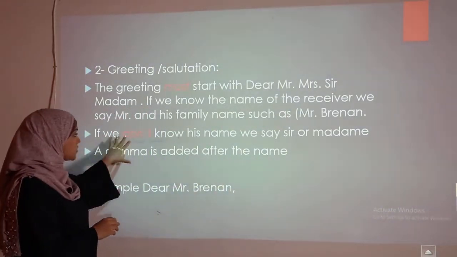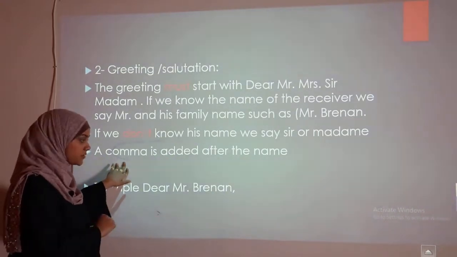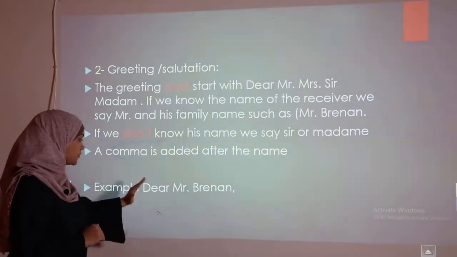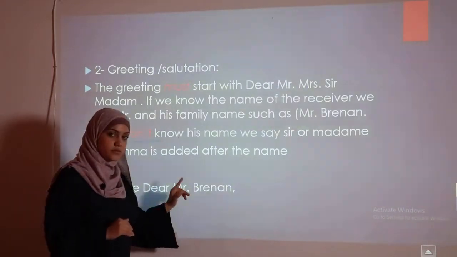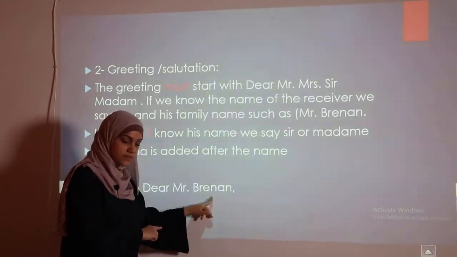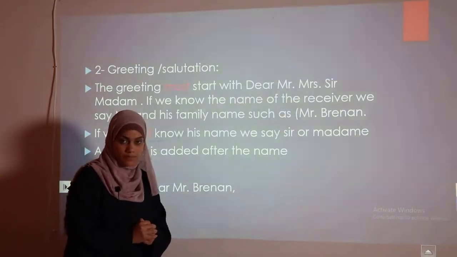So after this, we have to put a comma after the name of the person, and then we could start our letter. So we have an example here. We have Dear Mr. Brennan. We know the person's name, so we put Mr. and his name, and then we put a comma, and it's usually his family name, okay?